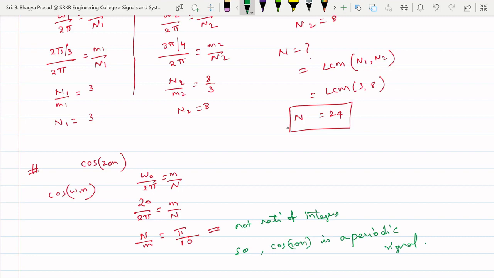I hope these two points are clear for you, I mean the calculation of the periodicity for the continuous time signals and the discrete time signals. It is crucial while finding out the periodicity of different combinations of signals. Thank you.